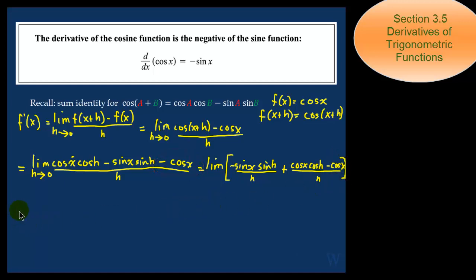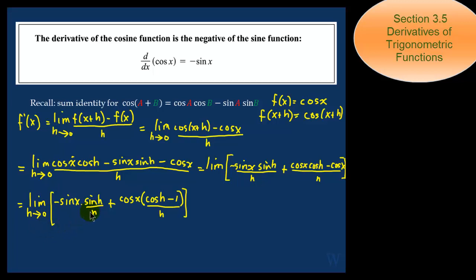Alright, let's see what's happening. We're taking now the limit of, again I will rewrite the first term in this way, minus sine of x times sine of h all over h plus, what is the common factor here? It's cosine of x. So plus cosine of x, pull it out, and what's left is the cosine of h minus 1 divided by h, taking the limit as h approaches 0.